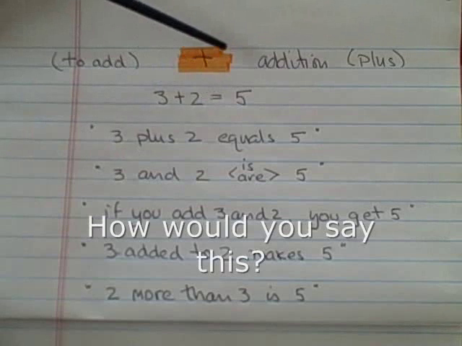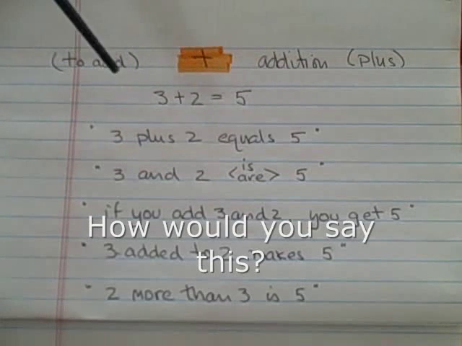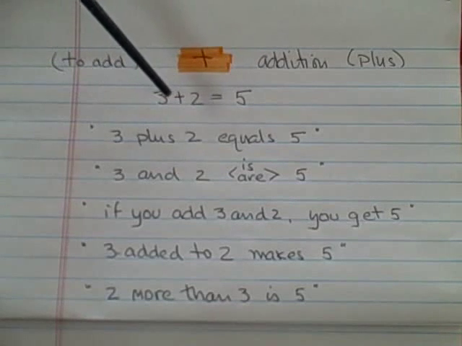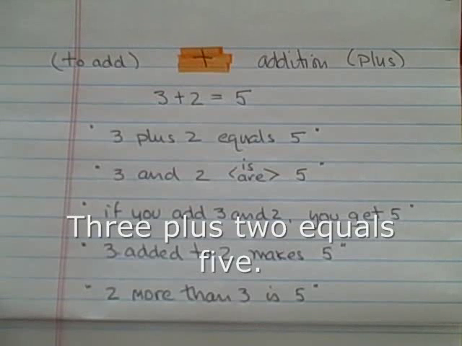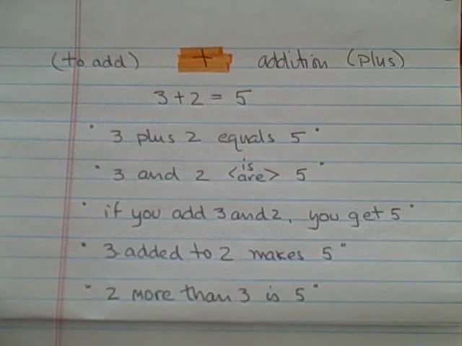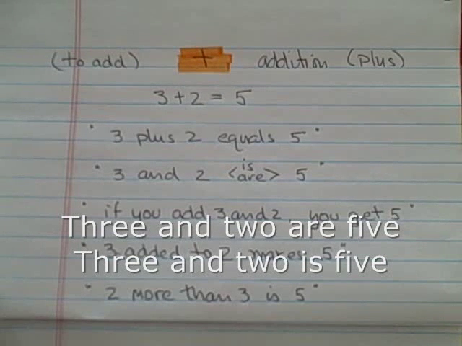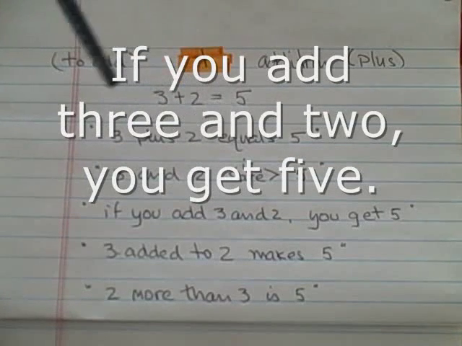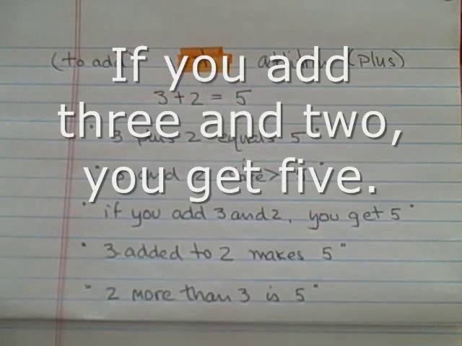So how would you say this process? You could say 3 plus 2 equals 5. Or you can say 3 and 2 are 5, or some people say is 5. 3 and 2 is 5, 3 and 2 are 5. You could also say 3 and 2 makes 5. Or you can say if you add 3 and 2, you get 5.